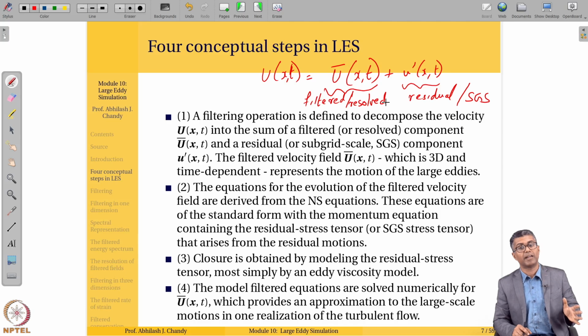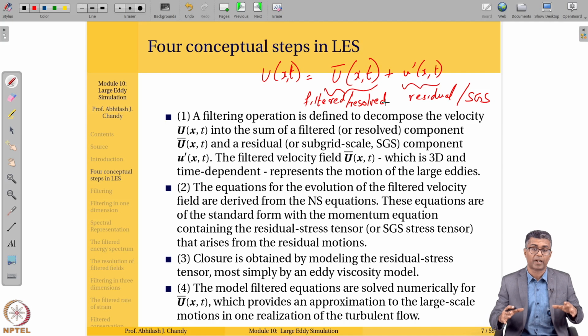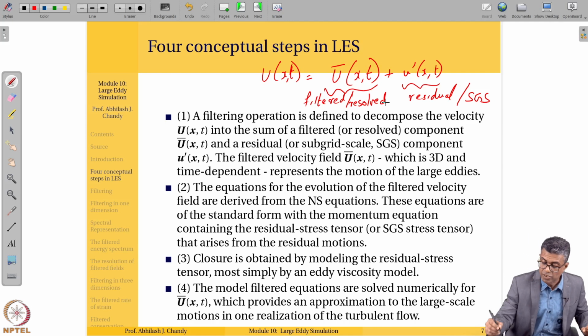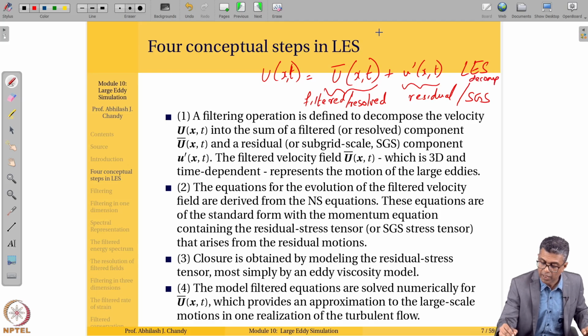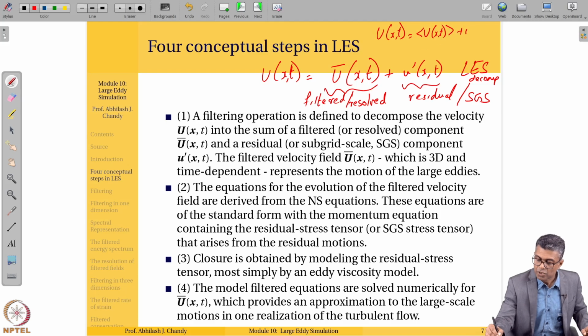That's what you're doing. That is your decomposition now. So it looks exactly like the Reynolds decomposition, isn't it? Except the variables have different meanings now. In the Reynolds decomposition, it was with respect to time. We use the angle bracket to represent a time average. So this is the LES decomposition. The Reynolds decomposition looked like this, isn't it? U of x,t is average U of x,t plus small u of x,t.